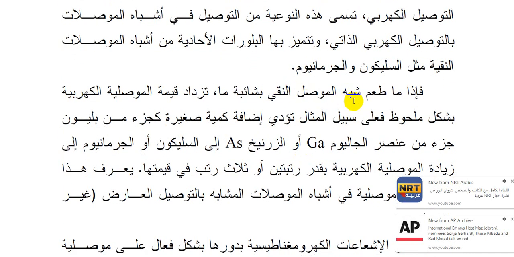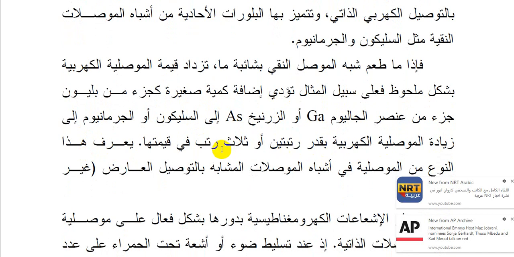In case the intrinsic semiconductor is doped with an inclusion, doped يعني طعم. فإذا ما طعم شبه الموصل النقي بشائبة ما, يعني بمتضمن, تزداد قيمة الموصلية الكهربائية بشكل ملحوظ. The electrical conductivity value will be increased considerably. فعلى سبيل المثال, adding tiny amounts of gallium or arsenic As to silicon or germanium will increase the electrical conductivity by 2 or even 3 orders of magnitude.